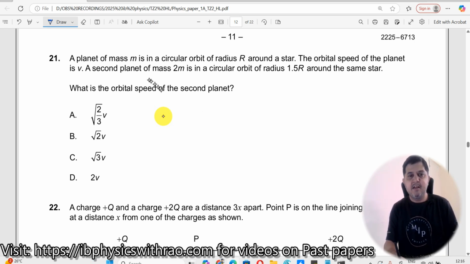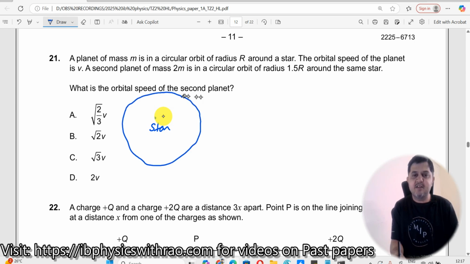Question number 21. The planet of mass m is in a circular orbit of radius r around a star. So there is a star, and then there is a planet of mass m in a circular orbit. The orbital speed of this planet is v.